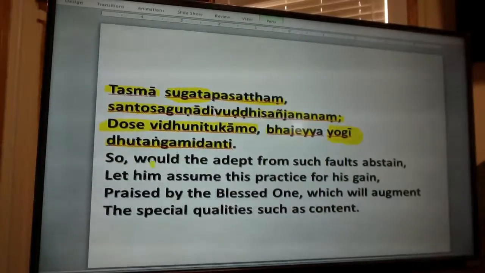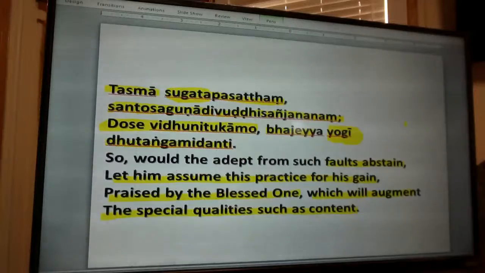So, would the adept from such fault abstain? Let him assume the practice for his gain, praised by the Buddha, the blessed one, which would augment the special quality of contentment, santosa. Augment means increase the special quality of contentment. So this is a benefit from following the leftover refusal practice.